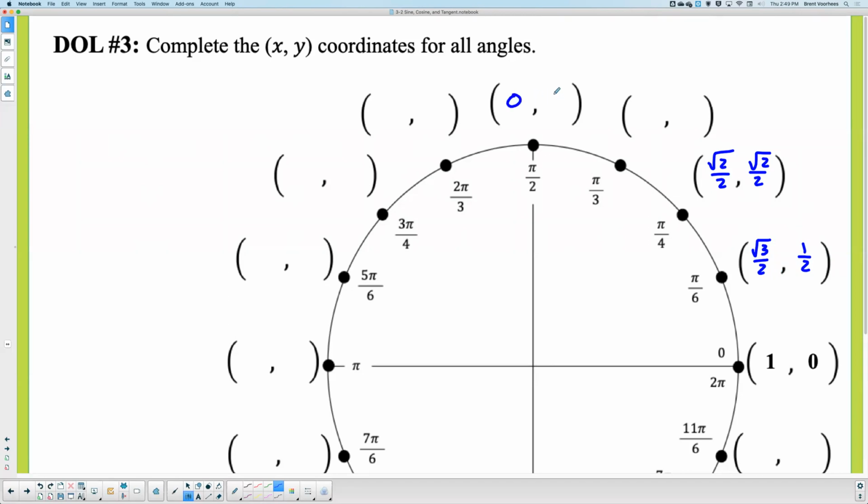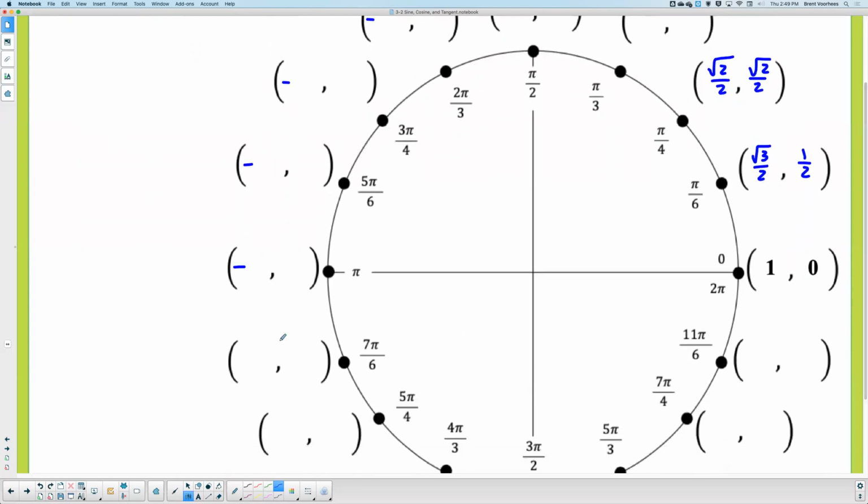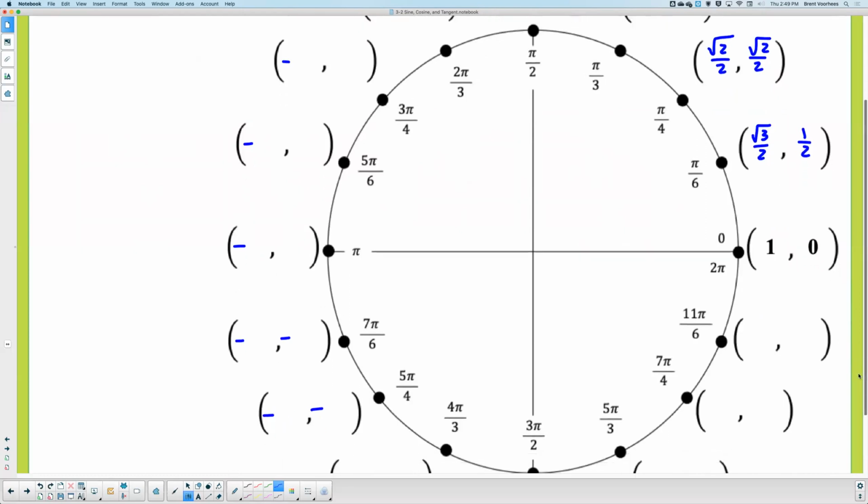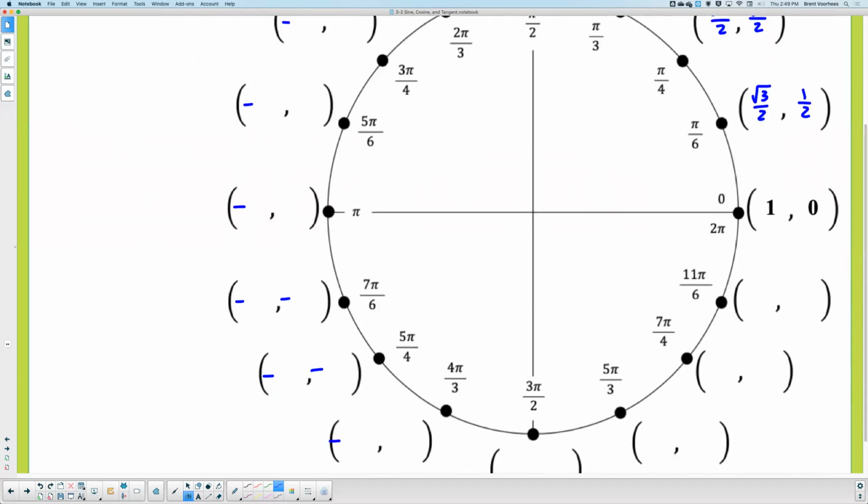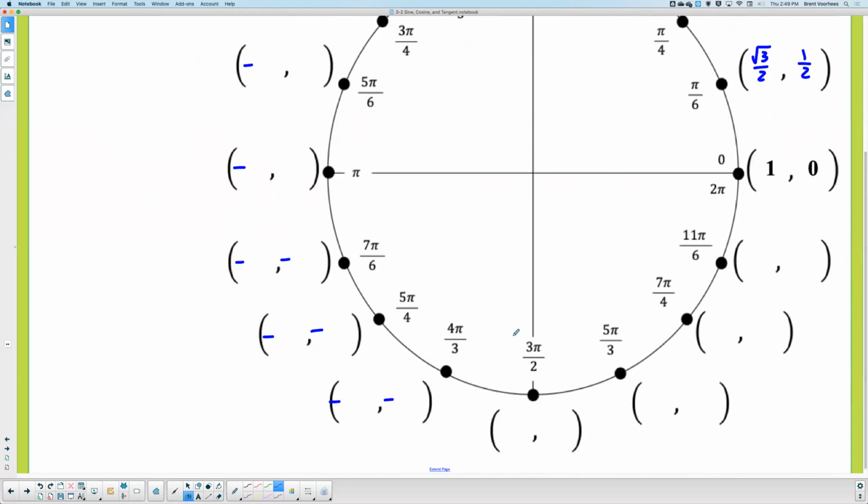(0, 1). Okay, what's going to happen once you start over here is x's are going to be negative. Why are x's going to be negative? Because you're on the left side of the graph. Over down here, they're both going to be negative. Why are they both negative? It's left and down.